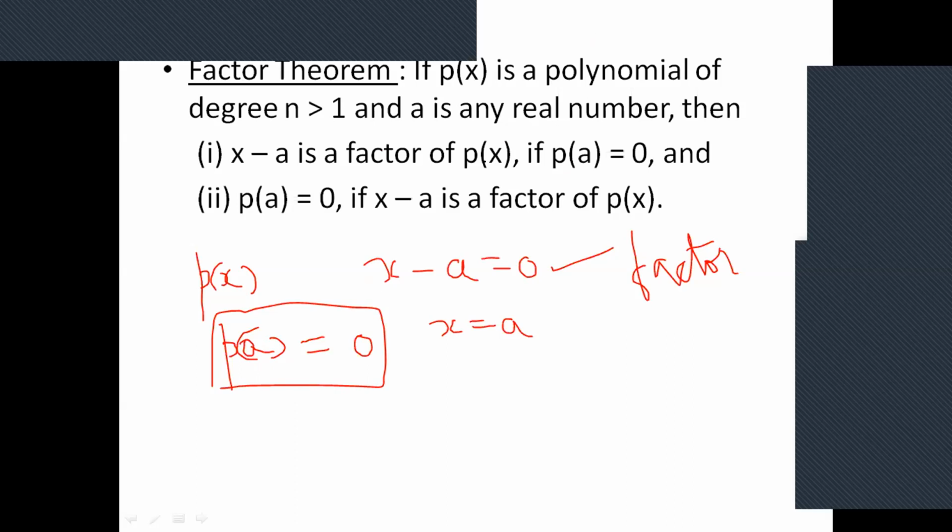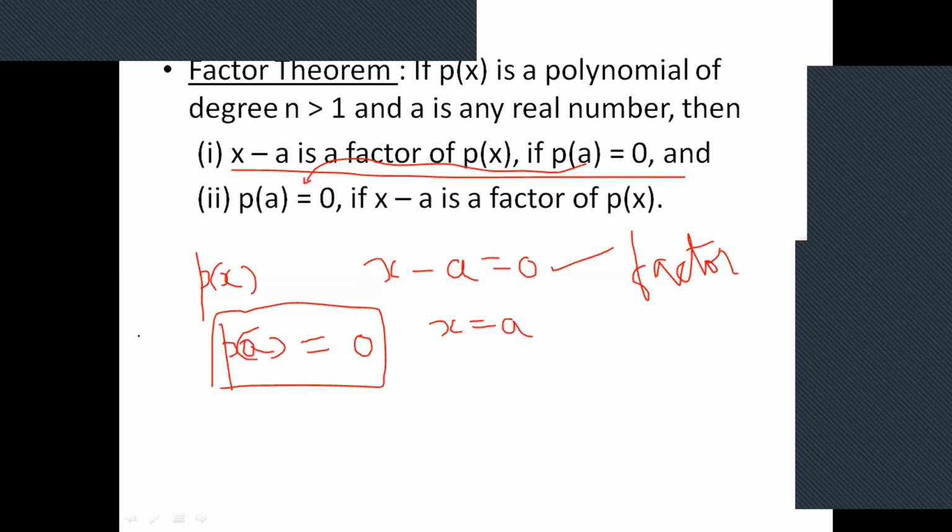Now what is the meaning of an if and only if condition? Here, if you observe, there are two conditions. You can read this: x minus a is a factor of p of x if p of a is equal to 0. And again, it starts from the last: p of a is equal to 0 if x minus a is a factor. That means you can state the theorem both ways and it will be true. That is why such conditions are called if and only if conditions.